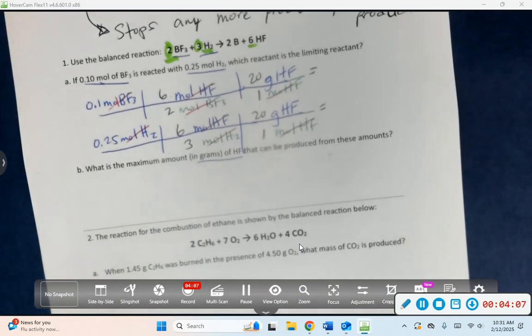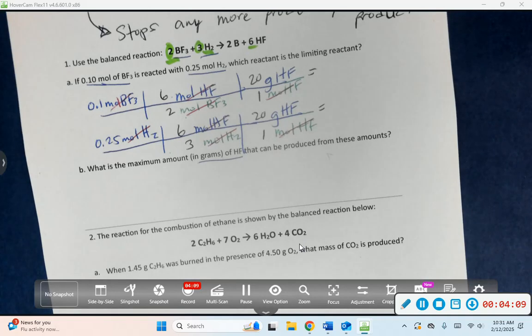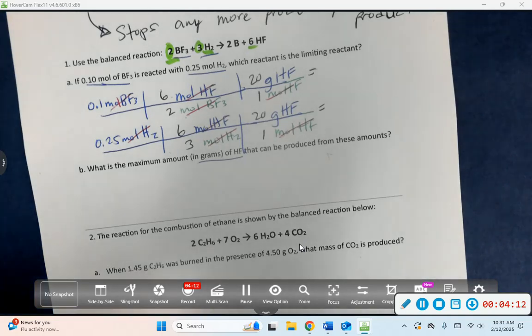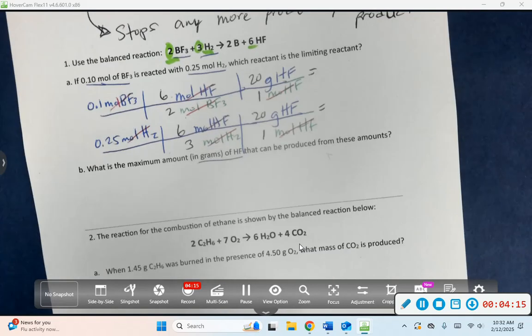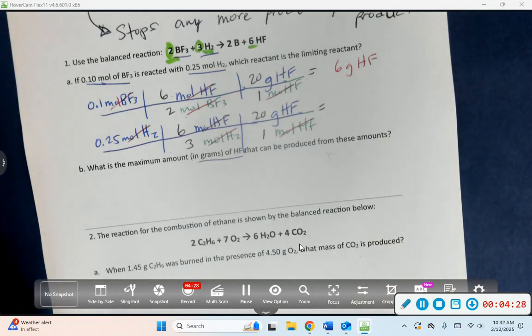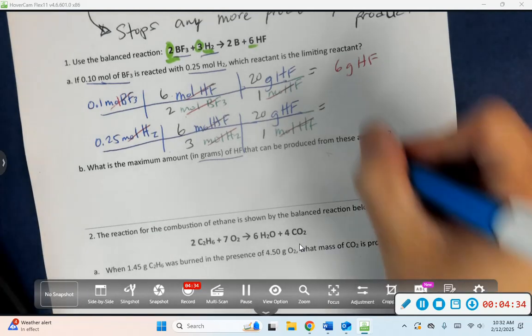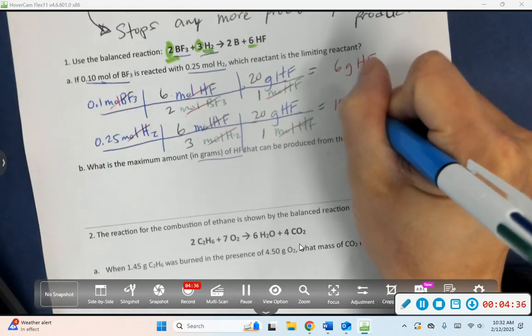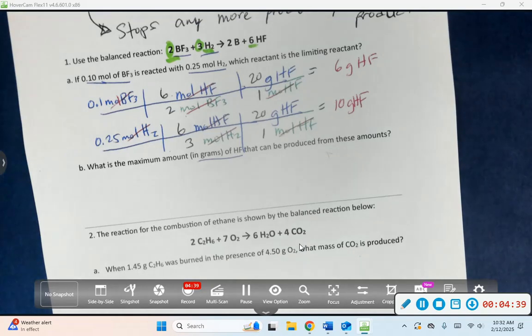So we'll calculate those with a calculator. 0.1 times 6 times 20 divided by 2. And so that gives us 6 grams of HF. All right, 0.25 times 6 times 20 divided by 3, and that'll give us 10 grams of HF. Okay, I think I did that right. 2, 3, 6, yeah, this looks good.